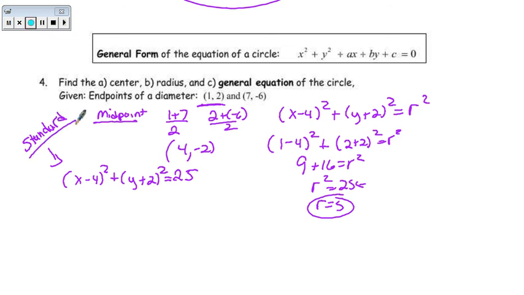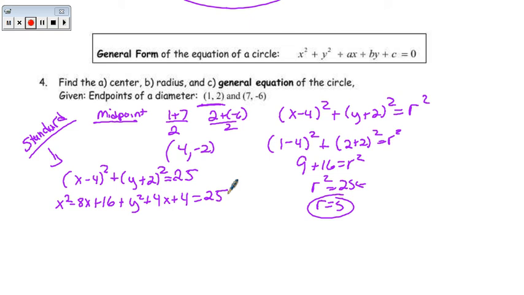To get it into the general form, what we're going to need to do is start to multiply everything out. Now remember, when you're squaring a binomial here, you do need to FOIL it out. So we're going to wind up with x squared minus 8x plus 16 plus y squared plus 4y plus 4 is going to equal 25.